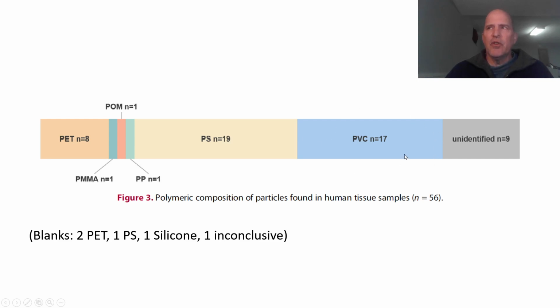PVC. PVC is a very interesting one because you don't see a lot of PVC particles in the air or in the water, and it's not commonly used in clothing or packaging. It is a little bit in packaging, but not commonly used as some of these other things. So that one's a little bit of a mystery, and I'm going to come back to that. The blanks, they only looked at 5 of the particles from the blanks, but they see polyester, polystyrene, silicone, and then one they couldn't identify.